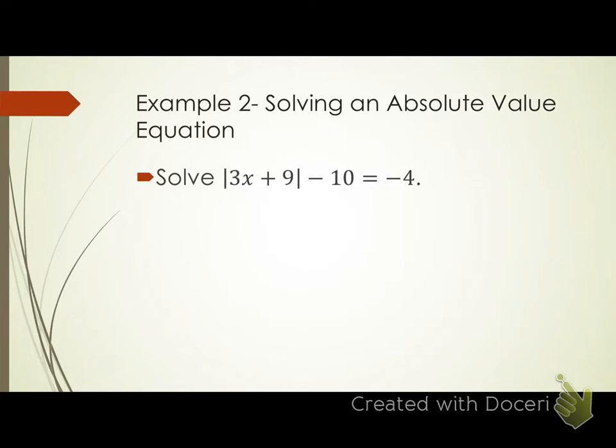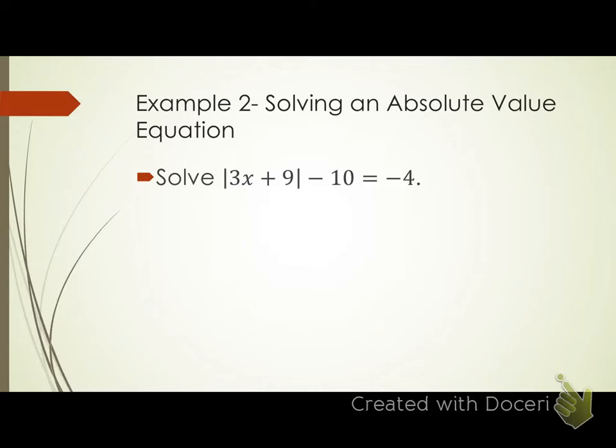Absolute value of 3x plus 9 minus 10 equals negative 4. Solve the absolute value of 3x plus 9 minus 10 equals negative 4. No solution. Raise your hand if you think no solution here. That is incorrect in this case, and let me show you why. It's going to make sense, I promise, hopefully.